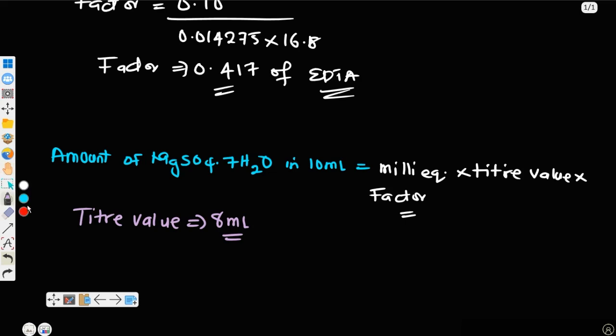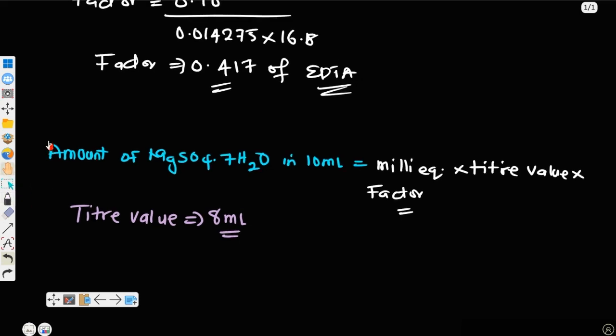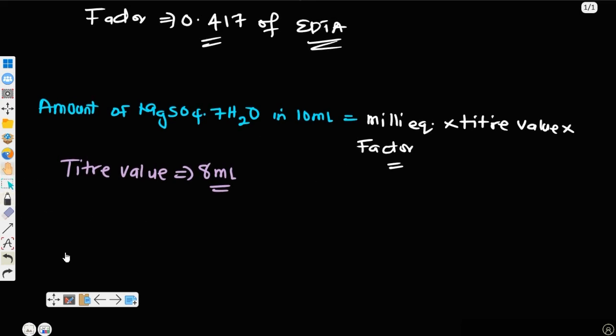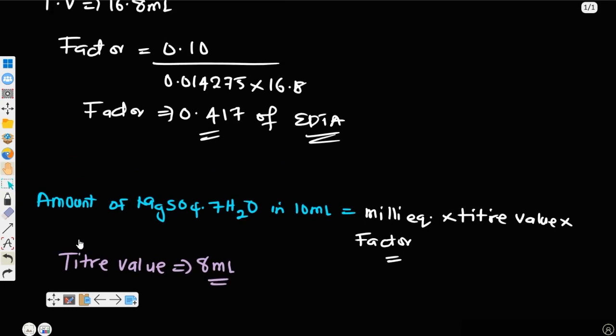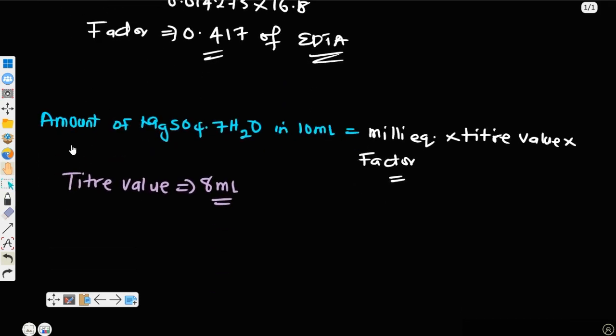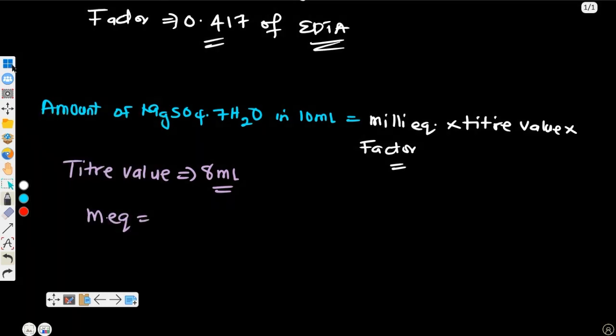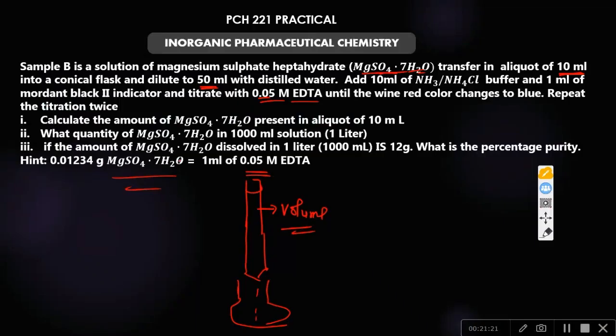Now, at the end of the day, what are we going to get? So the amount of magnesium in 10 mil. The milli equivalent is, what is the milli equivalent they gave to you? 0.01. So this is the titer value. The milli equivalent is 0.01234.